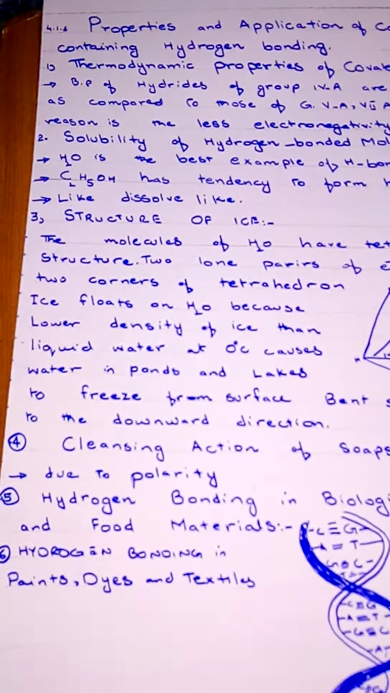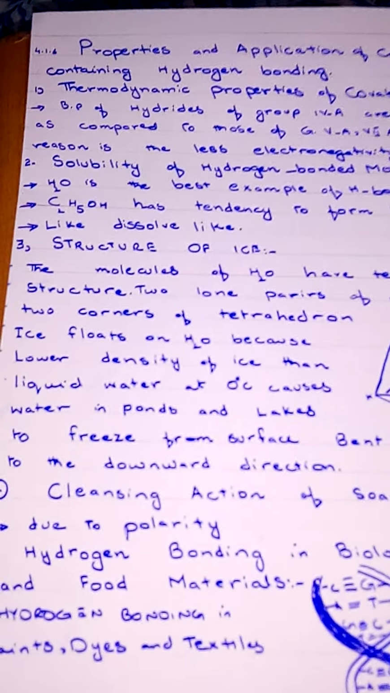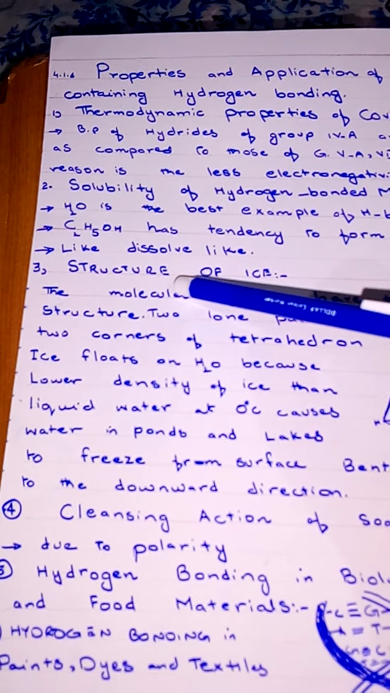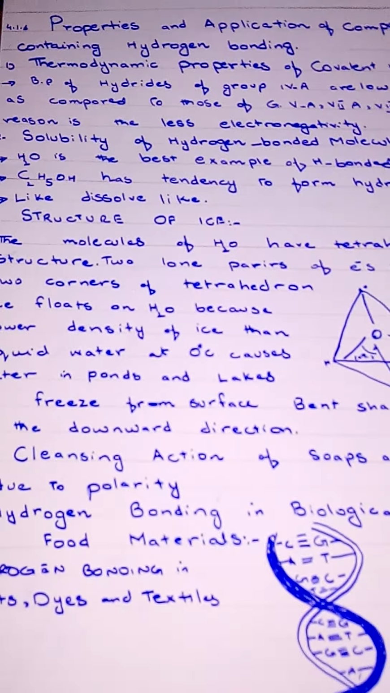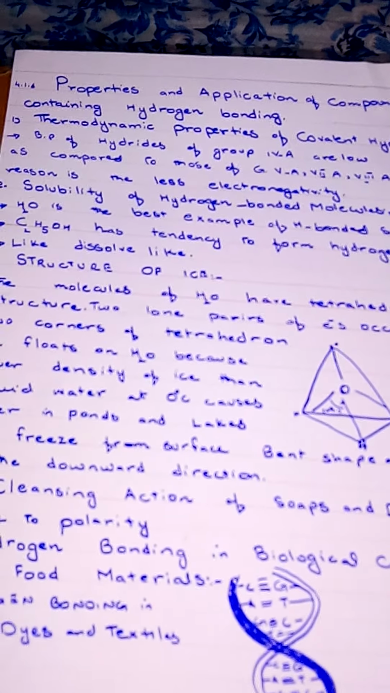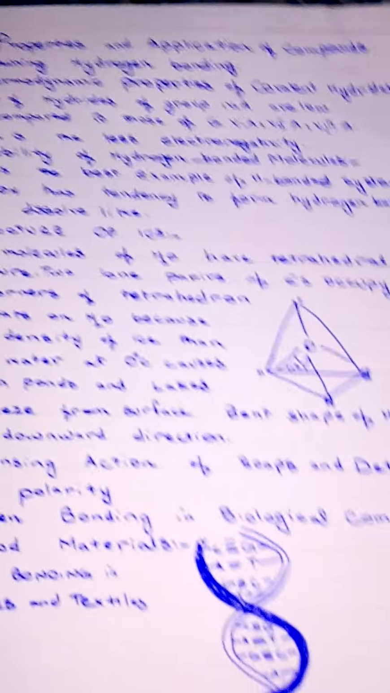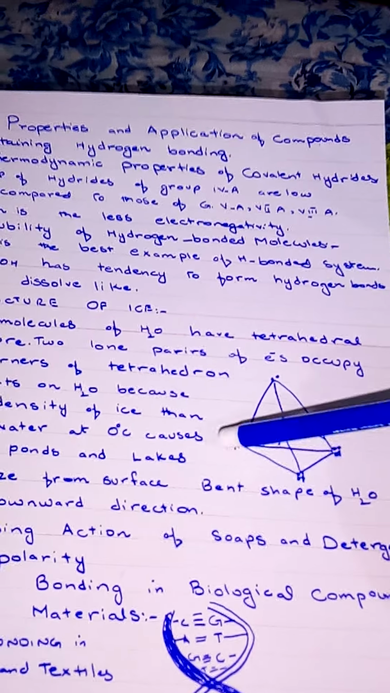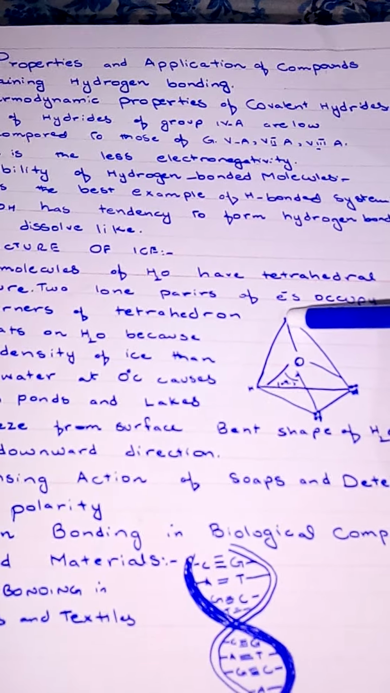Number three is the structure of ice, under properties of hydrogen bonded molecules. The structure of ice we will explain here. The molecules of water have a tetrahedral structure. Two lone pairs of electrons on the oxygen atom occupy two corners of the tetrahedron. Look here, this is the tetrahedral structure, and this is the HOH water molecule, and these two corners are occupied by the lone pairs of electrons on the oxygen atom.